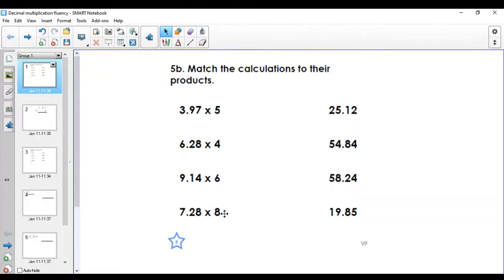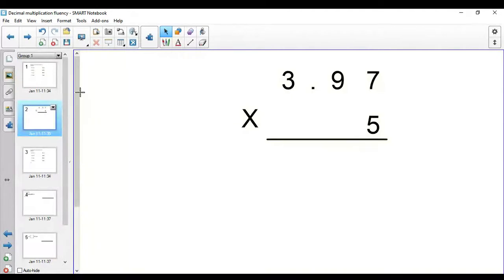Right then, I've got four multiplications here, four answers. What I need to do is actually perform the multiplication. So I'll start with the top one, 3.97 times by 5. I will select a pen, we'll go red. 3.97 times 5, using what I know before.